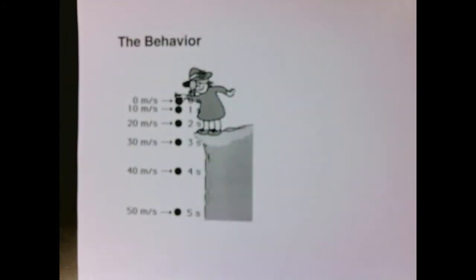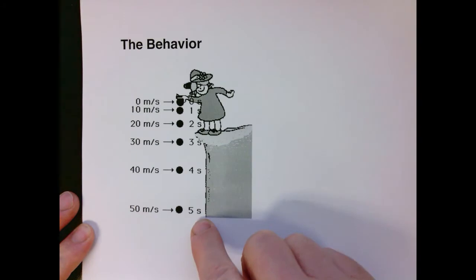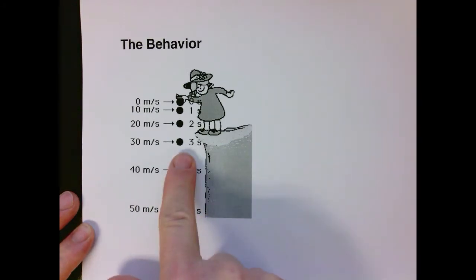As we can see in this depiction here, there's a person standing on the edge of the cliff, and they just drop an object. This is free fall. The ball that she drops is free falling.